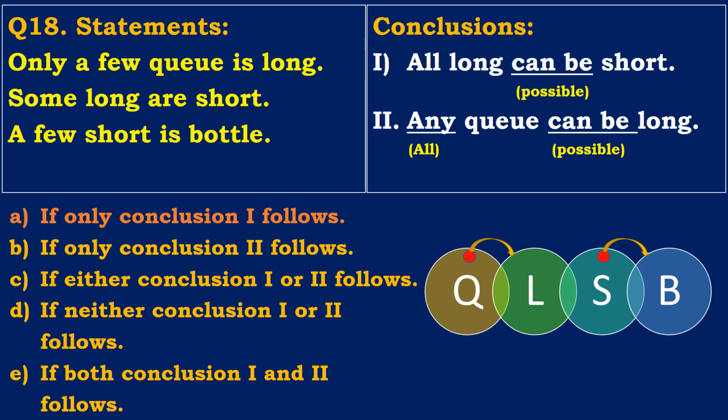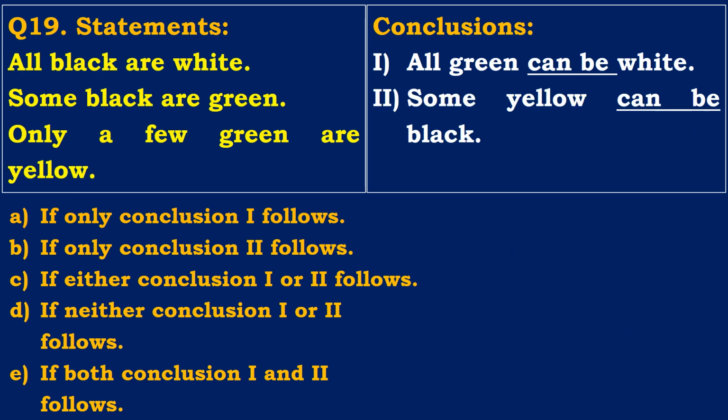Challenge 19. All black are white. Some black are green. Only a few green are yellow. Conclusions: All green can be white. Some yellow can be black.